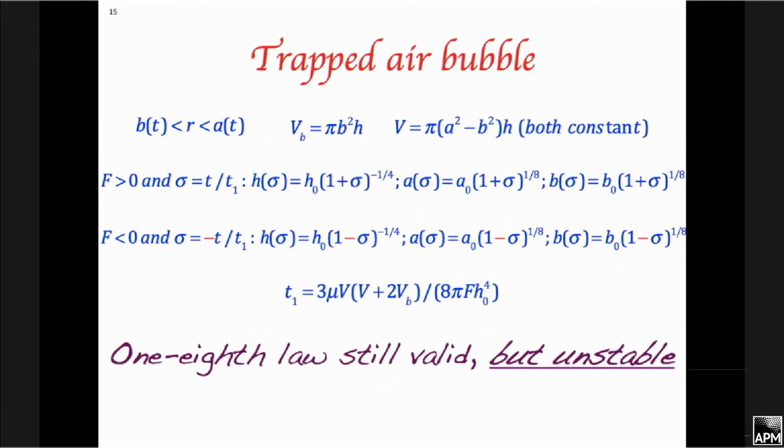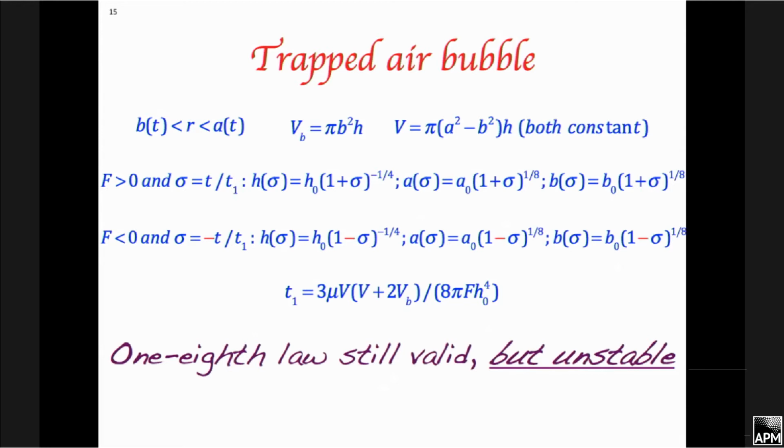Now I'm going to ask, what happens if we have a trapped air bubble? That's not taking a fully sized fluid bit, but saying, look, there could be some air trapped in between, and there'll be a radius, which will be a function of time, of the inner part that differentiates the trapped air bubble from the fluid, which I'll call B of t, and an outer radius, which I'll call A of t.